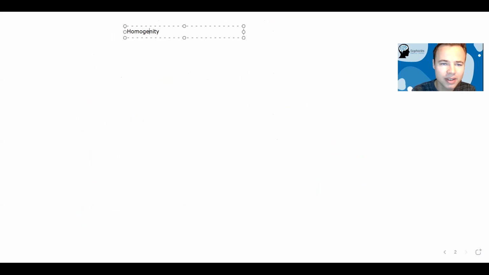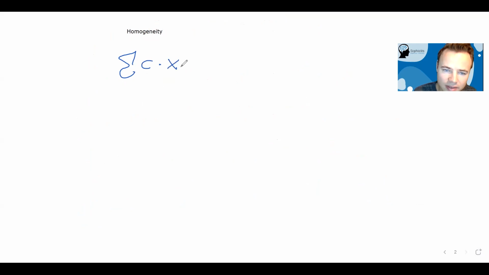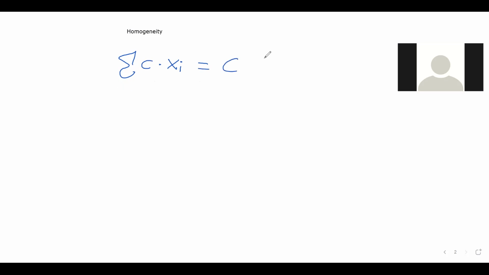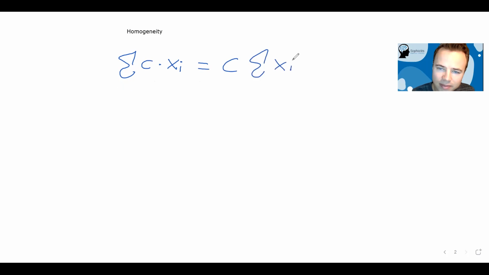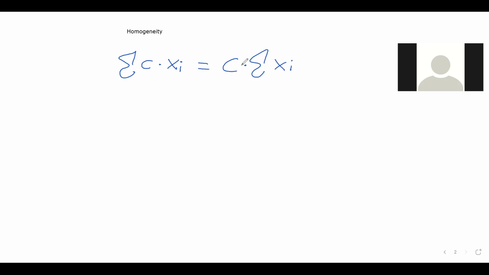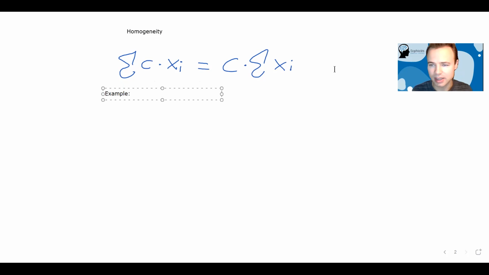Oh, I misspelled it, by the way. Okay, so the first property is homogeneity. Let's start with the definition of it. The definition is that if you have a summation and you're multiplying your expression with a constant, then you can basically put the constant in front of the summation, like this. It works a bit like putting the constant out of the brackets, but you will see it with the example. So let me give you an example of the property homogeneity.